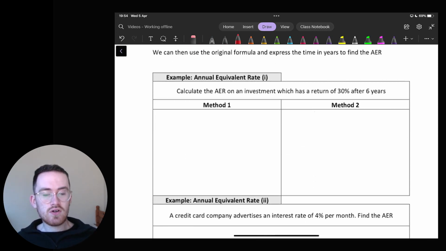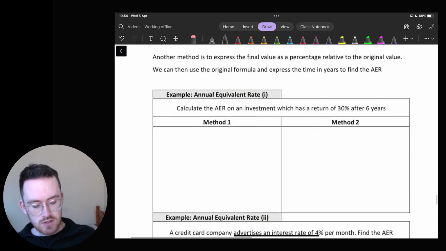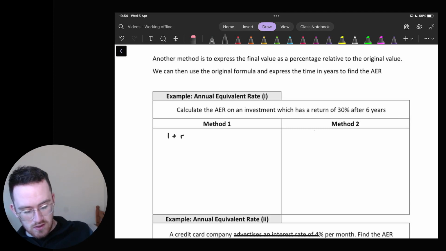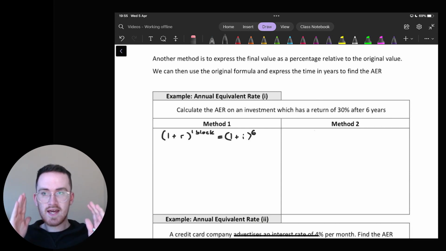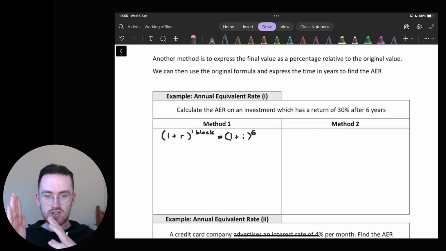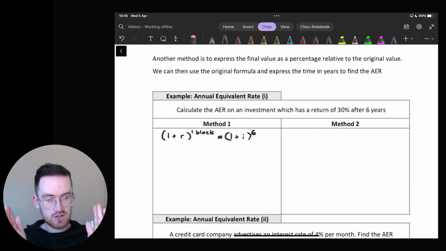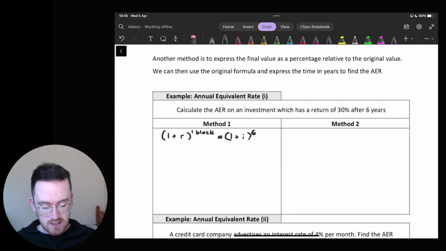Calculate the AER, the annual equivalent rate, on an investment which has a return of 30% after 6 years. Okay, so using what we've said in that first part, the rate for this length of time, this one block of 6 years, is going to be the equivalent of an annual rate over 6 years. On the left hand side, this rate r is the rate for a full 6 years. So as in, if I take the amount I put in, I get the percentage of it and add it on, that's what I have at the end of 6 years. So this rate is for one block of 6 years, and that's the same as my annual rate, my I, being charged over 6 years.